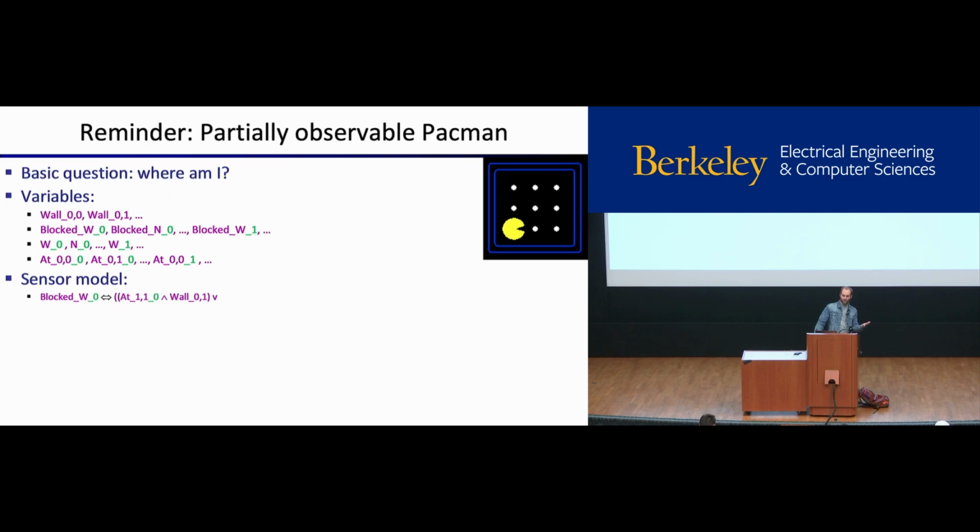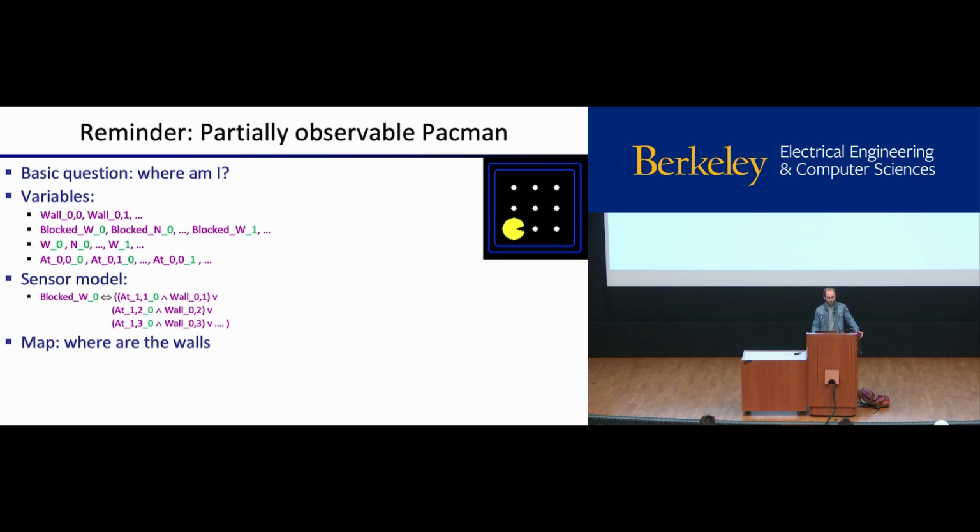This becomes true if he is blocked to the west at time 0. And so that's going to have implications about these other variables that tell us about the world. So if he's blocked to the west at time 0, then either he's at 1, 1 at time 0 and there's a wall at 0, 1, or he's at 1, 2 at time 0 and there's a wall at 0, 2, and so on. For every location, there's a clause here.